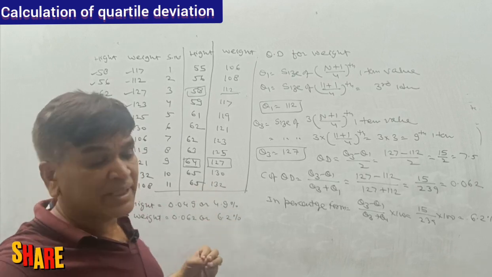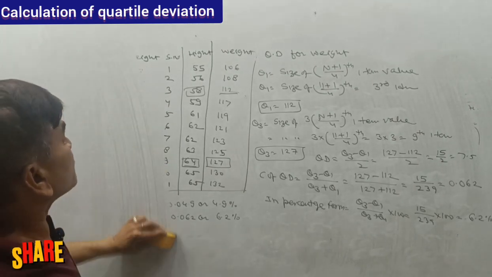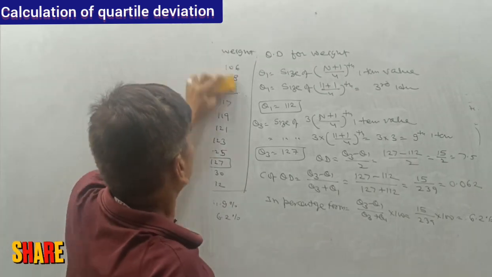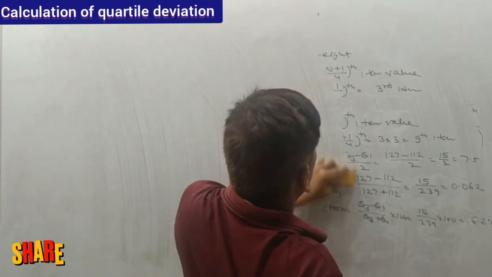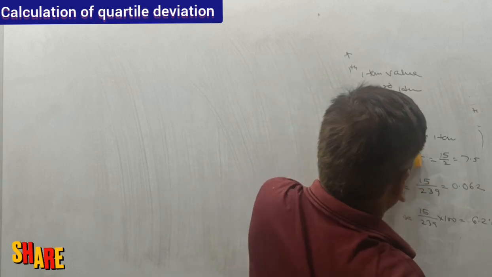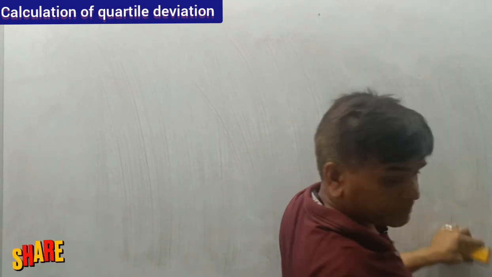So if you get a case of an individual series, you can solve the problem like this, whatever I have done. The calculation of the quartile deviation is not quite difficult. You can easily solve the quartile deviation.